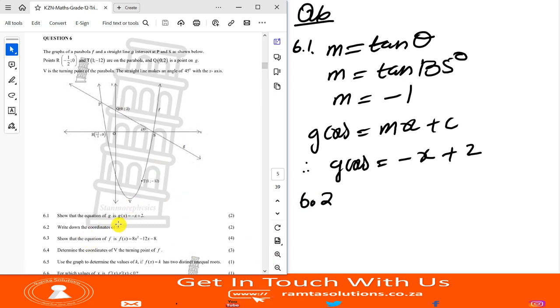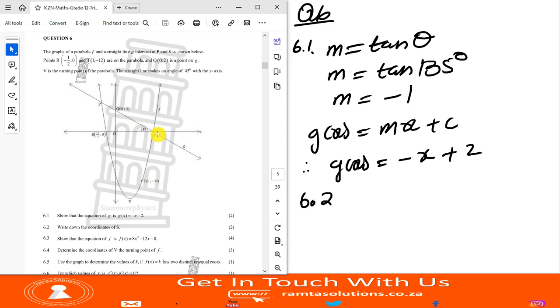Write down the coordinates of S. Do you see where S is? To find S, you can say it is the x-intercept of g of x, or of what? f of x. But we have no equation of f of x as yet, so we will use g of x.